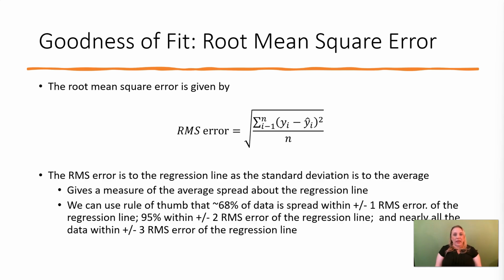Here you can find that calculation for a root mean squared error, but basically it's to the regression line as the standard deviation is to our average. So it's just kind of giving us those little error bars as we look around our regression models.